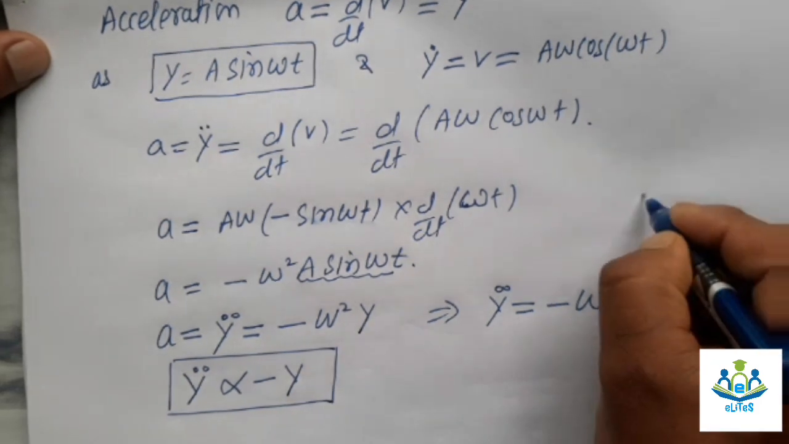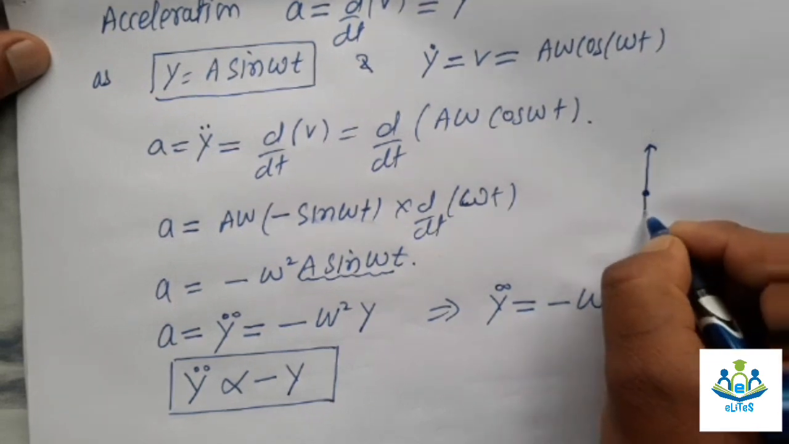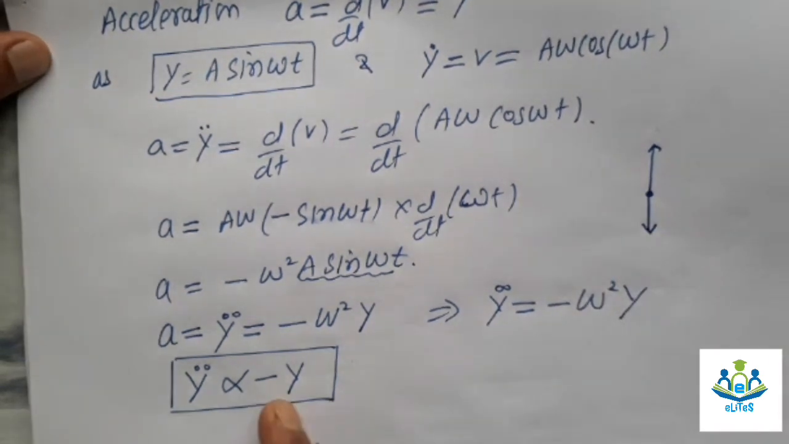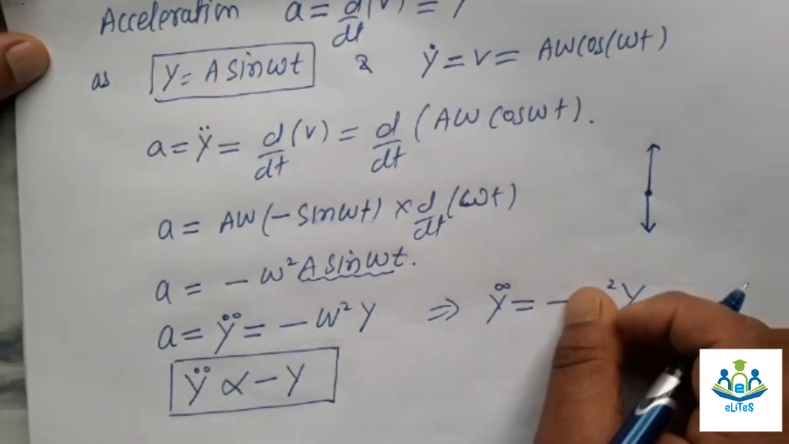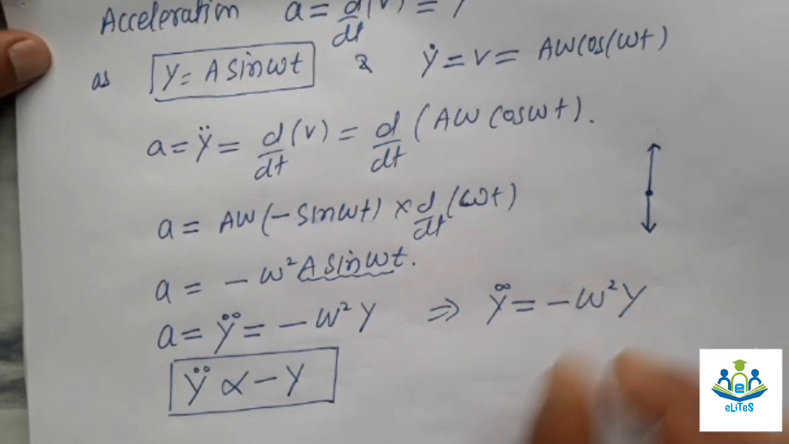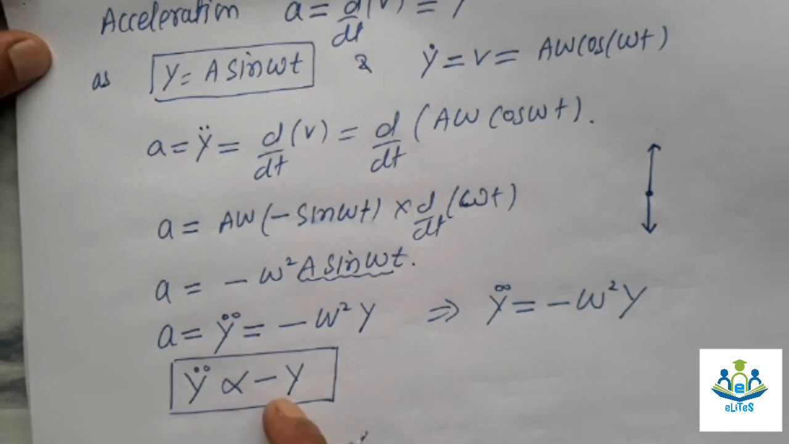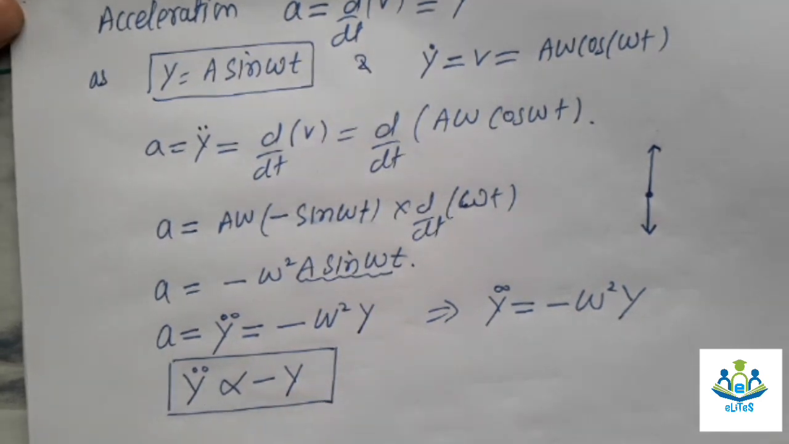So here, as the particle is accelerating upwards, then the displacement of the particle will be negative times y. So from this definition we get that any particle having simple harmonic motion moves to and fro about the mean position such that acceleration is negative times displacement. This is the definition of simple harmonic motion.